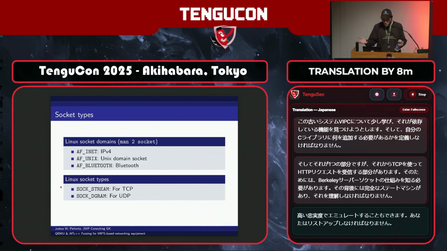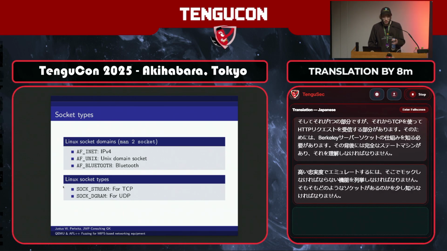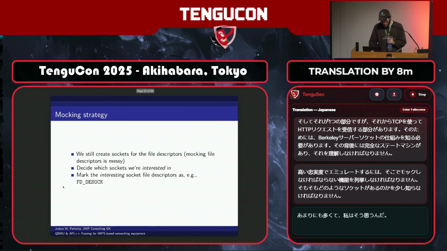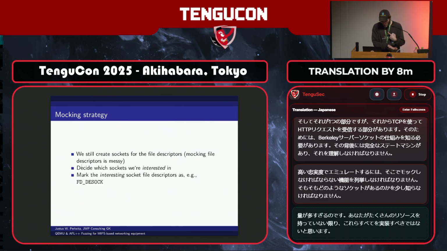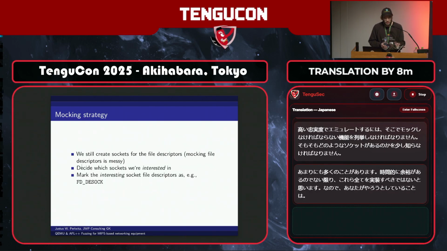You have to know a little bit about what kind of sockets are there in the first place. There's just too much. I don't think you should implement all of this unless you have a lot of time. So what you try to do is you reverse engineer the program. You try to identify what sockets you are interested in. You might not be interested in everything. Maybe it opens other ports that you don't want to intercept.